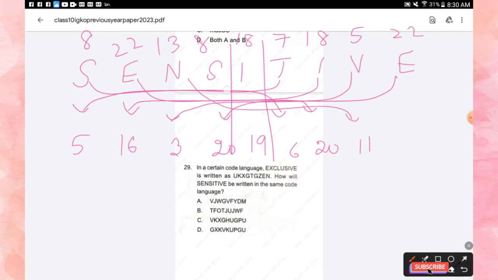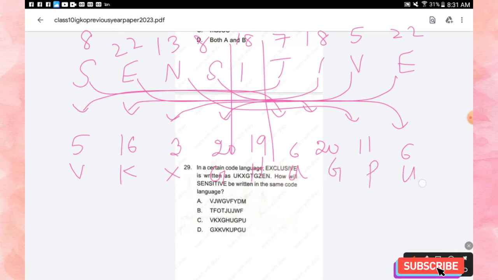Here 11, here 6. So which letter is coded as 5? Yes, the letter is V. K, X, Z, H, U, G, P, U. So this is the required code for the word sensitive. The rule is minus 2, minus 2, minus 2, here plus 1, here minus 2, minus 2, minus 2, minus 2, right? So the answer is option C.